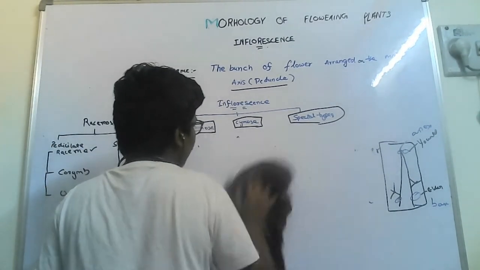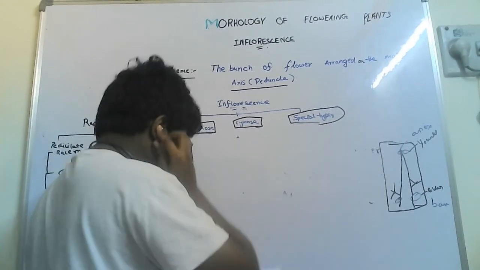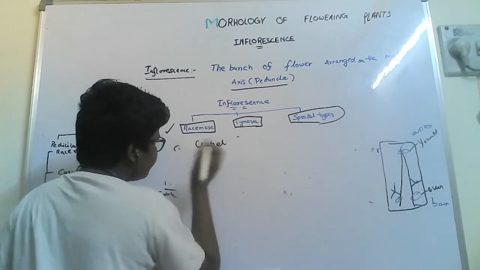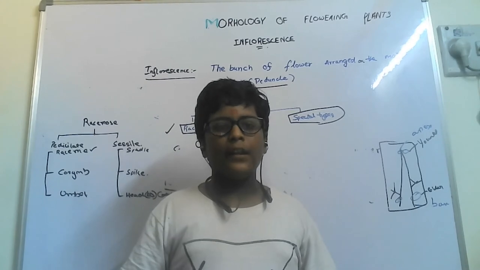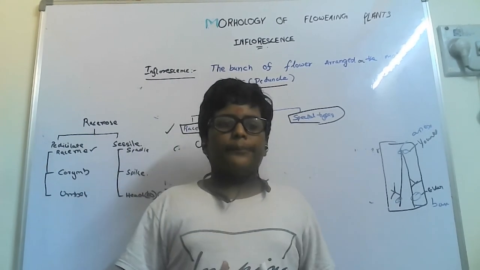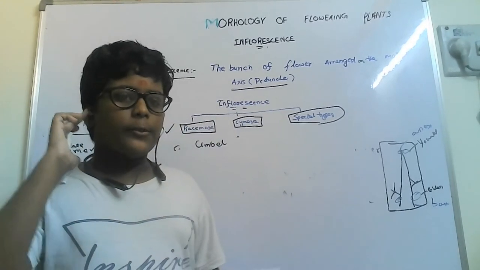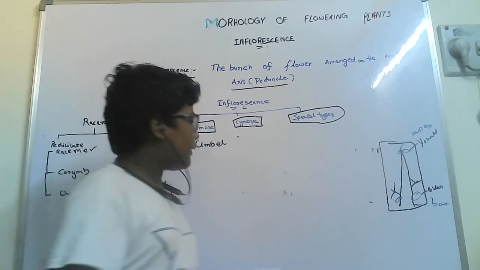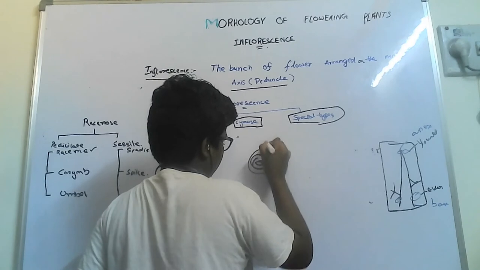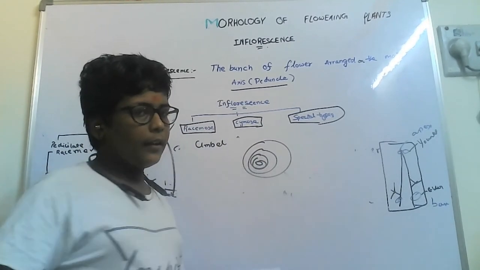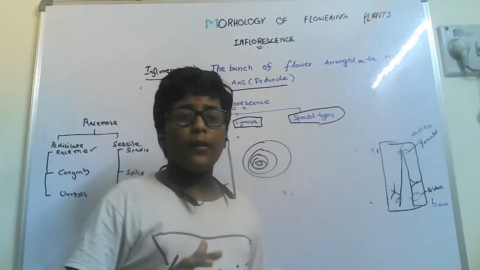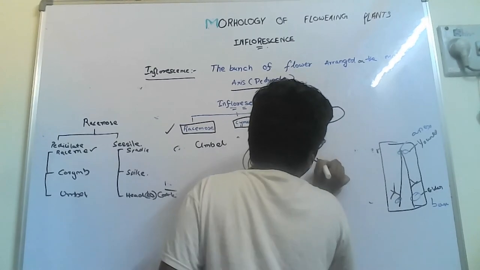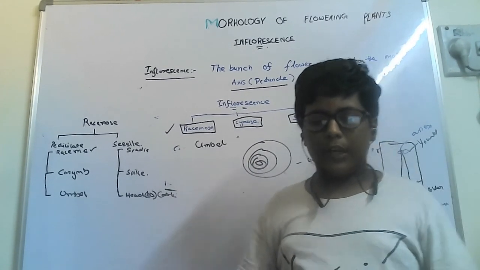Umbel. For umbel, the examples are onion for simple, and for compound, carrot and coriander also. Here the arrangement is centripetal. You can see it in onion like this, and you can see it in carrot also like this. Simple means unbranched, for example onion; branched, for example carrot and coriander.